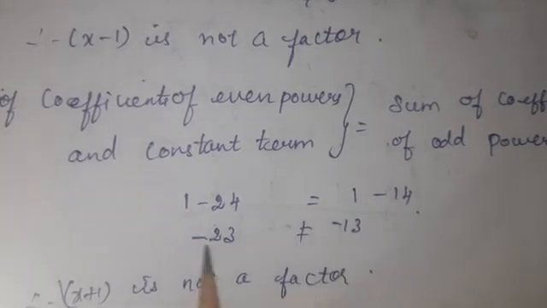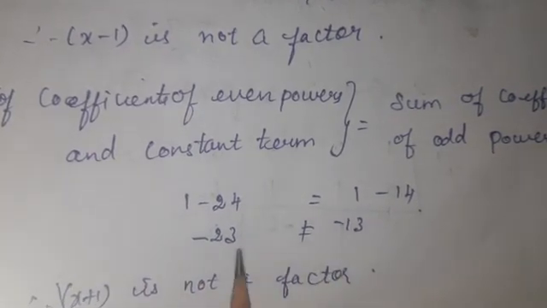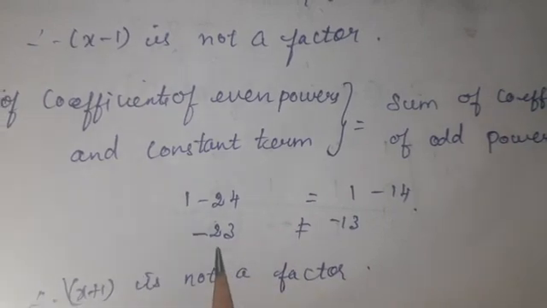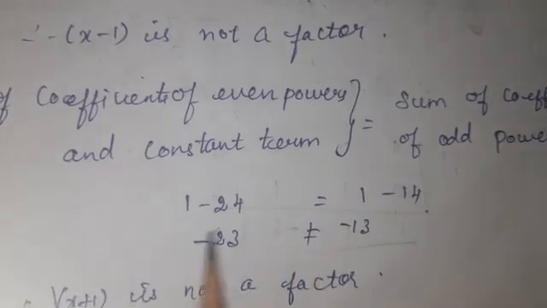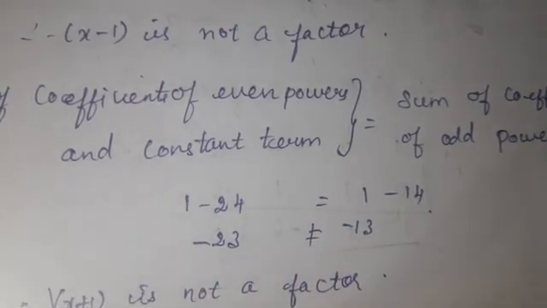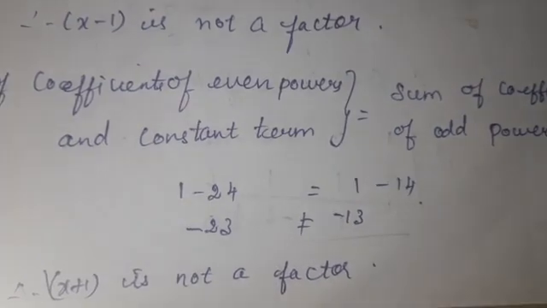Here we have to check that both sides are equal. If it is equal, it means x plus 1 is a factor, but our answer is not equal. This side is minus 23, this side is minus 13. So the answer is not the same. Therefore, x plus 1 is not a factor.